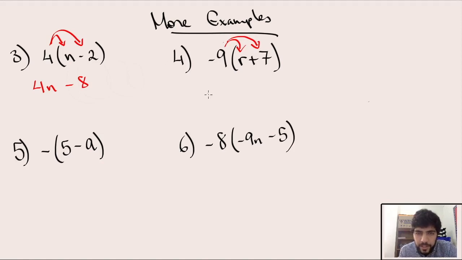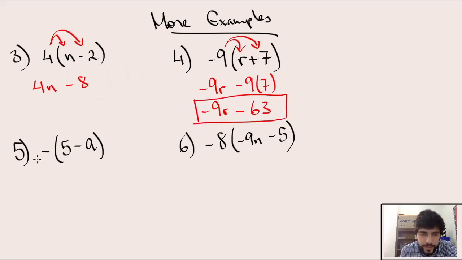Notice that I'm including a lot of negative signs here. So negative 9 times r is just negative 9r. And then let me even say negative 9 times 7. And so if we simplify this, it would be negative 63.